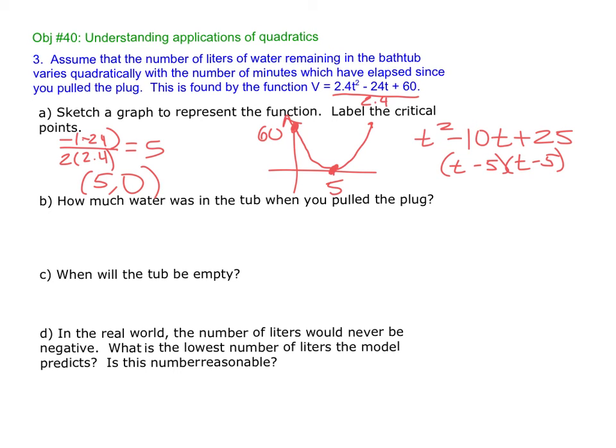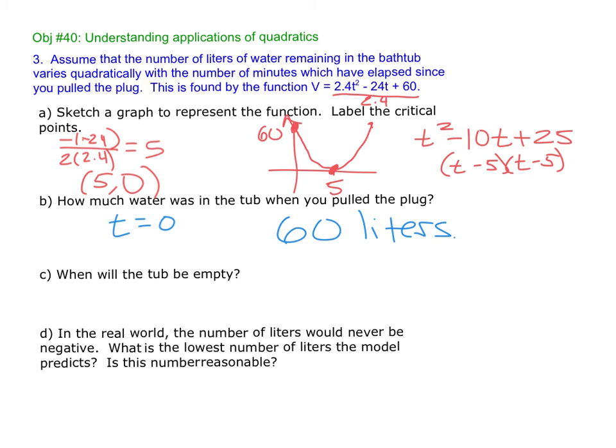All right. So now let's look at the questions. I want you to pause and see if you can figure out the answers, especially B and C. You should be able to figure it out. How much water was in the tub when you pulled the plug? So when did you pull the plug, right? That's our t equals 0. That's just asking for our y-intercept. So there are 60, what are the units? Does it give us units? Liters. All right, 60 liters in the tub.